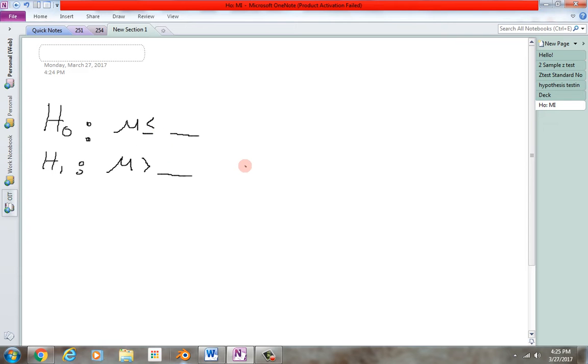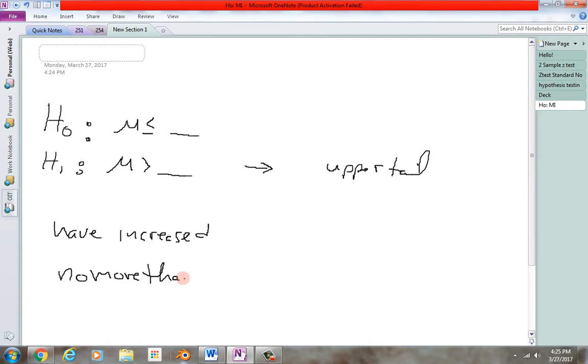Because this one is pointing this way, we call it an upper tail test. The key words here are have increased or gotten bigger, or you'll hear no more than. That's another key word for less than or equal to. These are the sort of things you will hear. I could say it's no more than, let's say, 9, or it's significantly greater than 9, or it has increased from 9 because that's what it used to be. The idea here is that we want to see how far we are off from that thing.